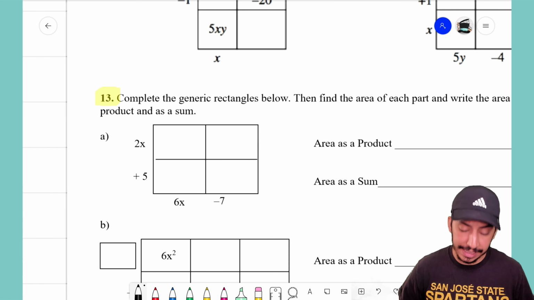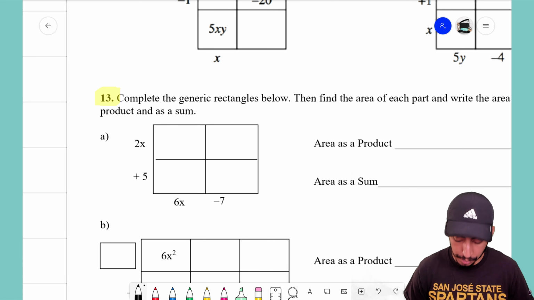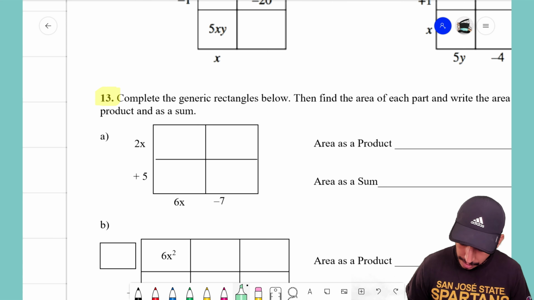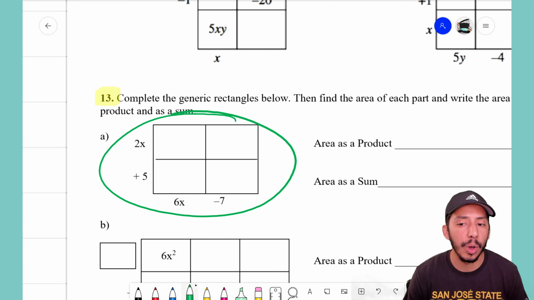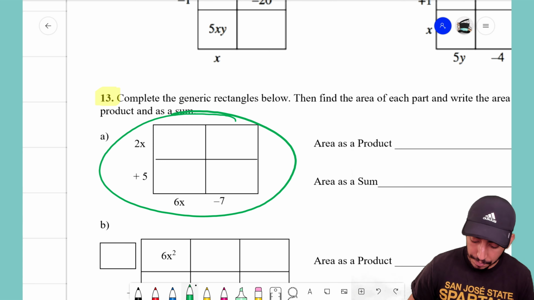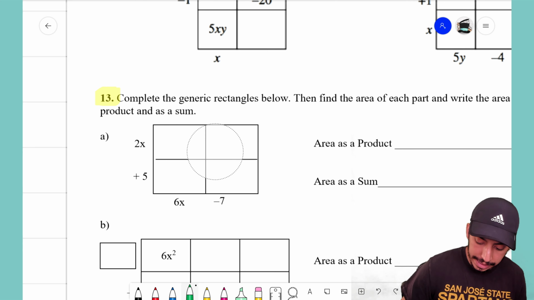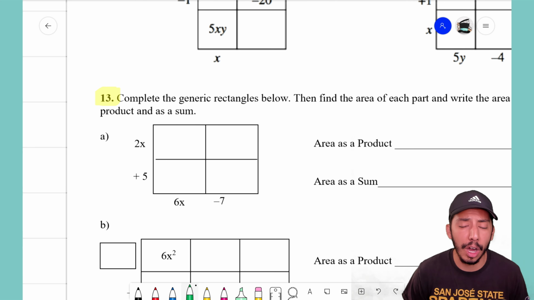So 13a says to complete the generic rectangle below. As I'm talking, please copy down that generic rectangle right there with the numbers on the side. Okay, get that copied down on your paper. There is definitely a question like this on your final.